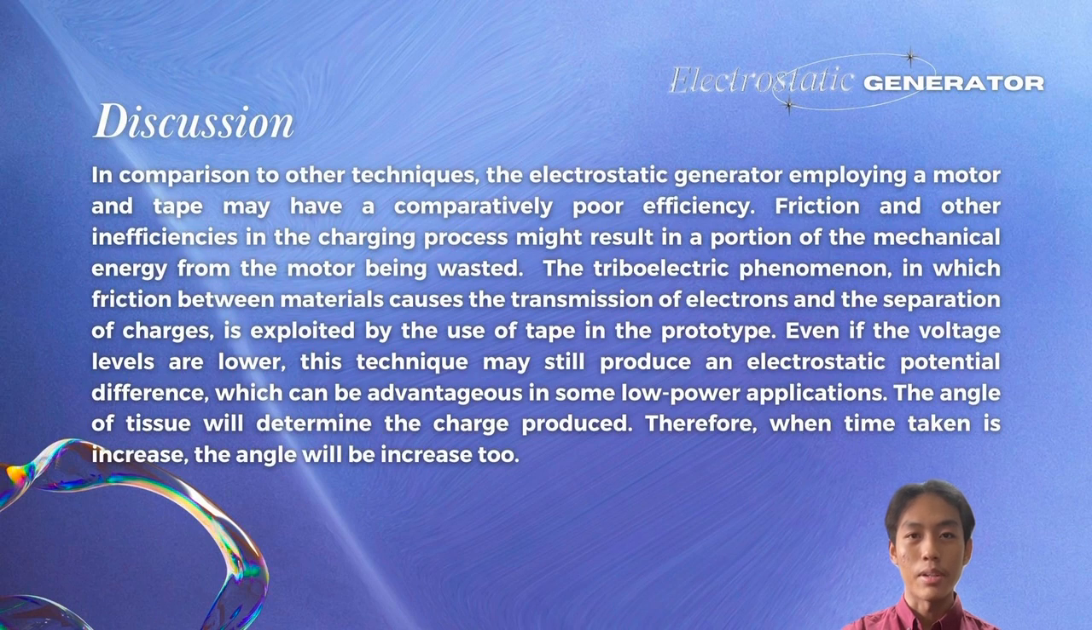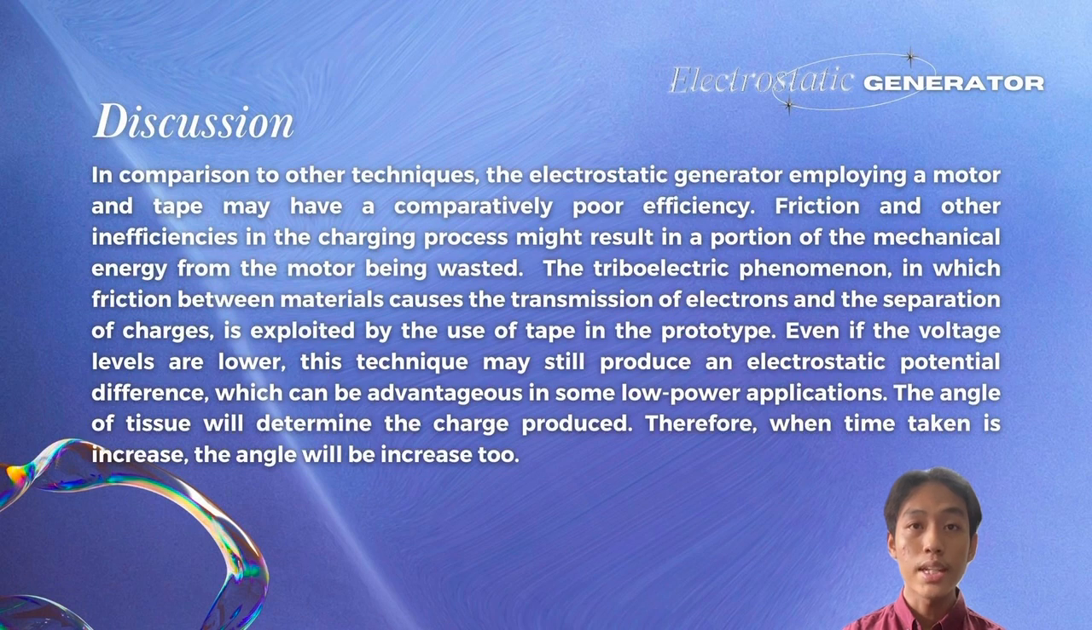Now I will explain the discussion of the prototype. The electrostatic generator employing a motor and tape may have comparatively poor efficiency. Friction and other inefficiencies in the charging process might result in a portion of the mechanical energy from the motor being wasted. The triboelectric phenomenon, in which friction between materials causes the transmission of electrons and the separation of charges, is exploited by the use of the tape in the prototype. Even if the voltage levels are lower, this technique may still produce an electrostatic potential difference, which can be advantageous in some low power applications.